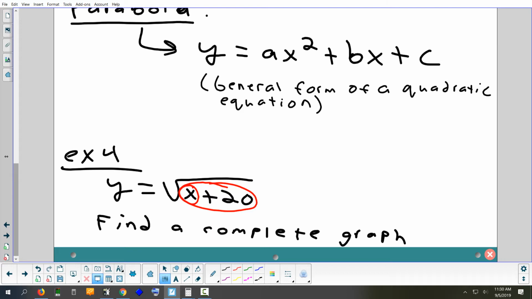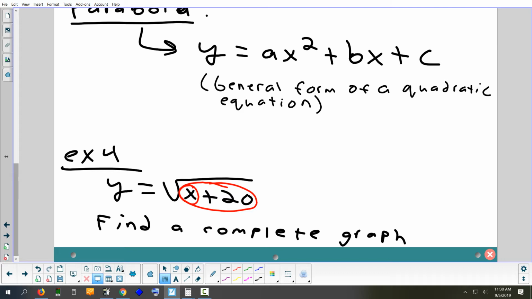If you never want what's under the square root to be a negative number, x couldn't be negative 50. That wouldn't work. So what could you do? X min would have to be less than negative 20. Less than negative, so like negative 100 would be okay?